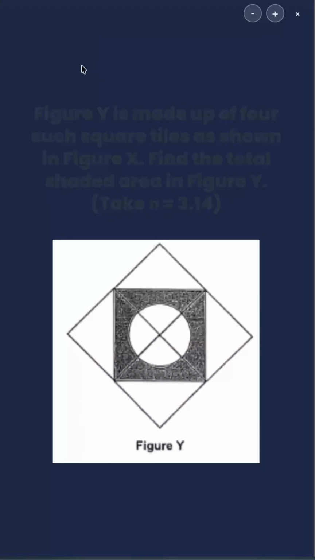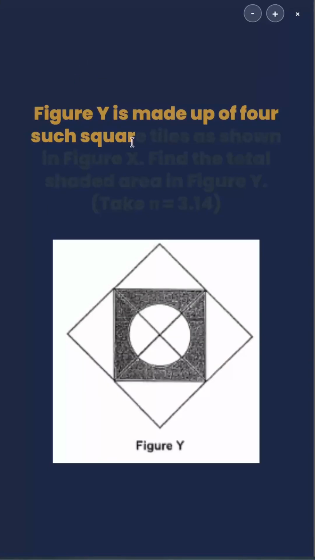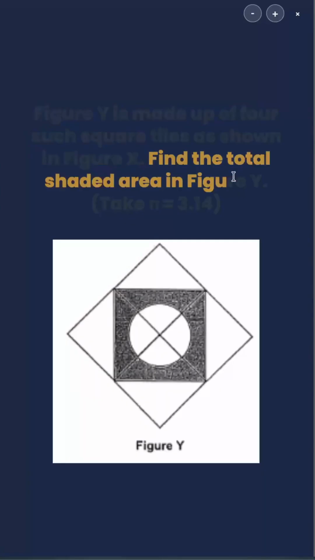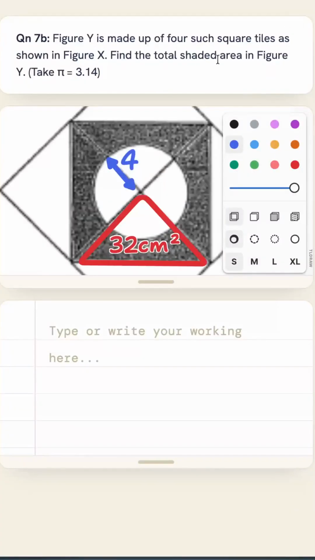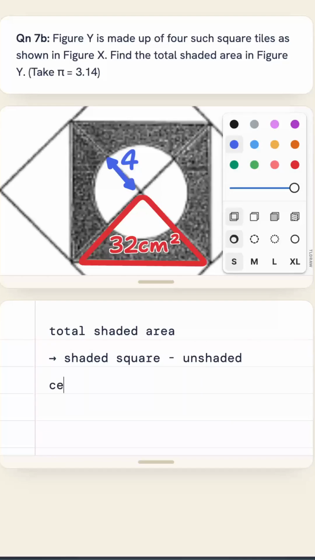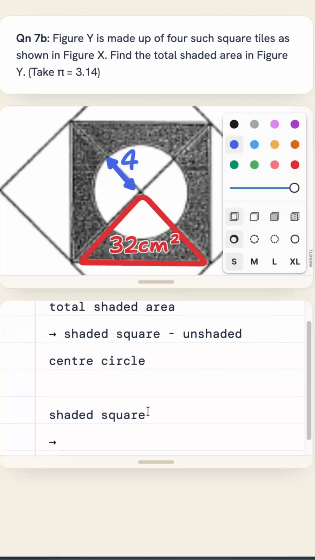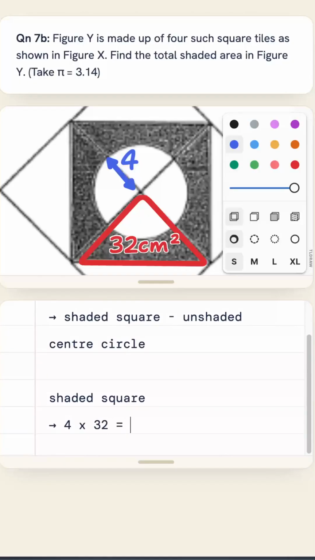Question 7, Part B. Figure Y is made out of 4 such square tiles as shown in figure X. Find the total shaded area in figure Y. So to find the total shaded area in figure Y, I will say the total shaded area is basically the shaded square minus the unshaded center circle. So we need to find the shaded square in red. Shaded square, pretty straightforward. Basically 4 times 2 times 8 squared... this will give us 128 centimeters square.